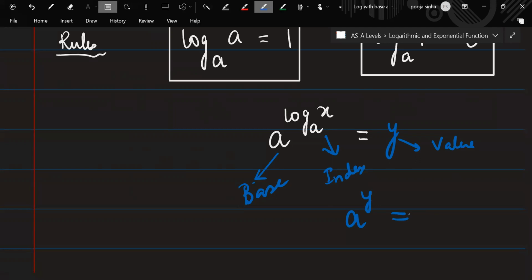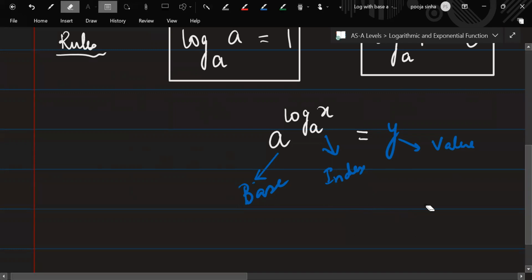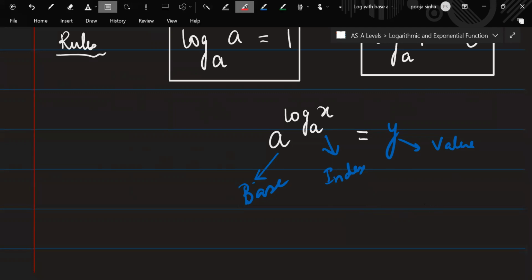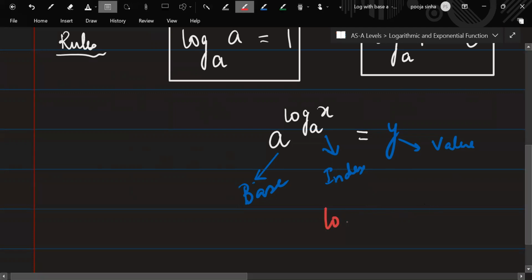There should be a log first, yeah. So log base a of y is equal to log a raised to x. So y is equal to x. So log to the base a, y is equal to what?